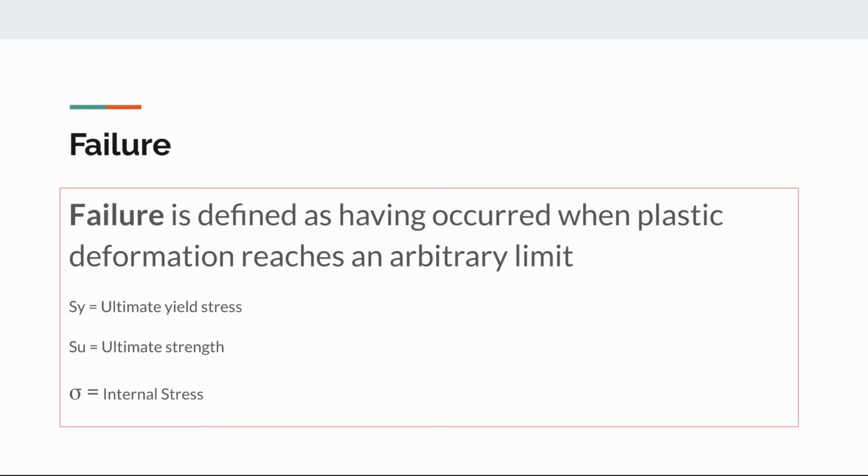And some variables that we need to know before we get into the example is SY stands for ultimate yield stress, SU stands for ultimate strength. And the Greek letter sigma stands for internal stress. So now let's take a look at the example.